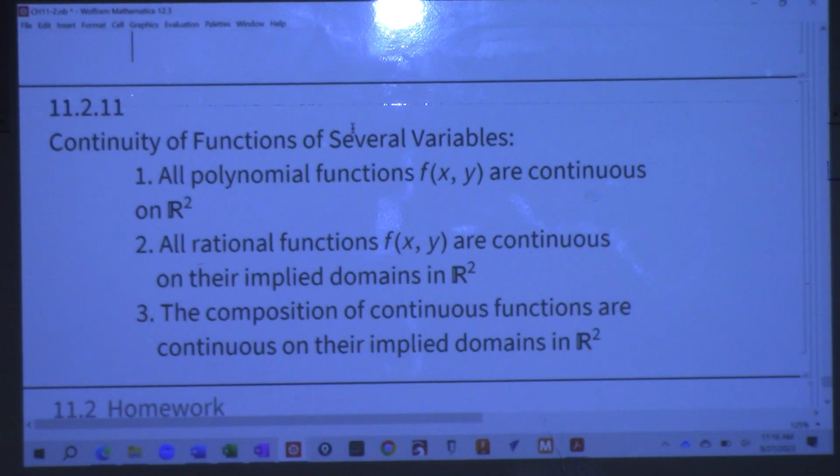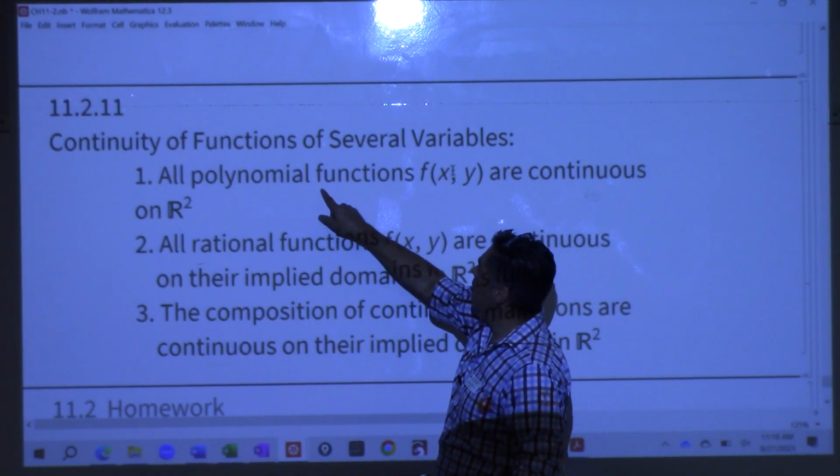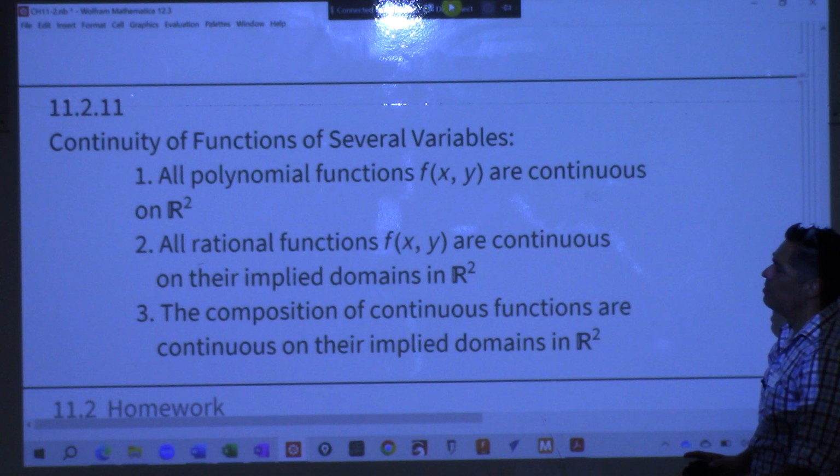Okay, now, for us, we're just going to talk about what functions are continuous and what aren't. That way we don't have to worry about checking for continuity. So in this class, for functions of several variables, all polynomial functions f of x, y are continuous on R2.